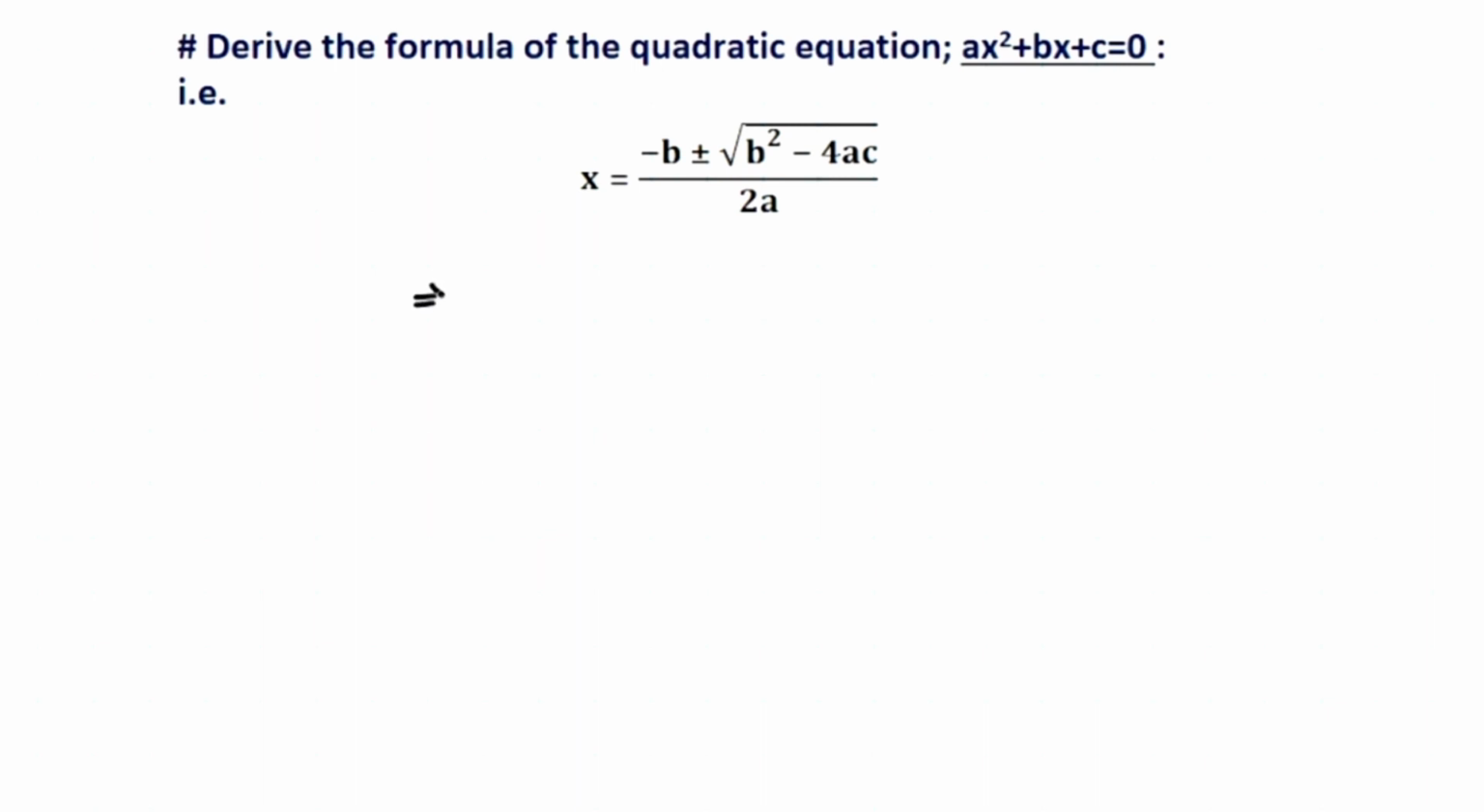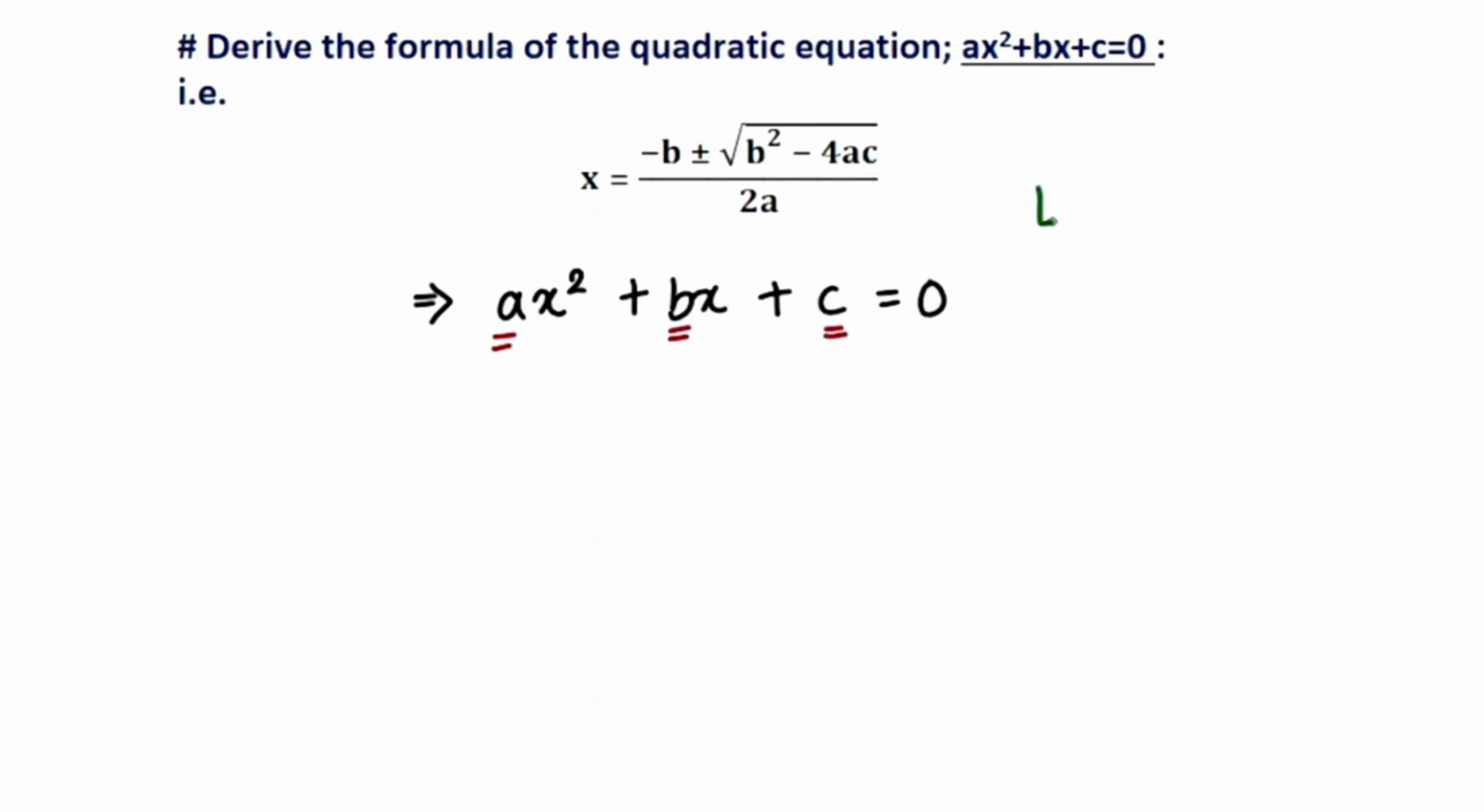A quadratic equation is an equation which is in the form of ax square plus bx plus c equals to 0. Here, a, b, and c are constants, which means when you are solving questions, you'll find numbers instead of a, b, c's, okay?